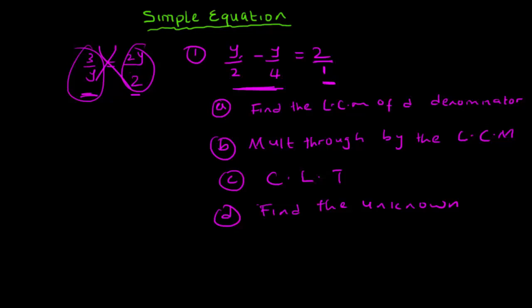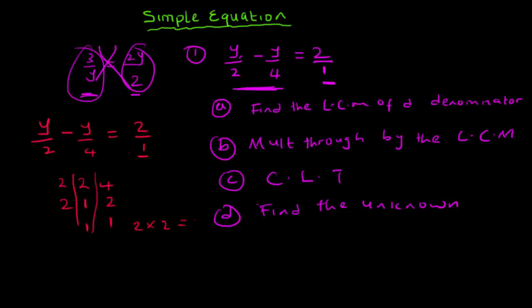So let's do question number 1. Let me write it here again: y over 2 minus y over 4 equals 2 over 1. Step A says find the LCM of the denominators. So I'm to find the LCM of 2 and 4, because this is just 1. 2 in 2 is 1, 2 in 4 is 2. 2 in 1 is 1, 2 in 2 is 1. So the LCM is 2 times 2, which is equal to 4.